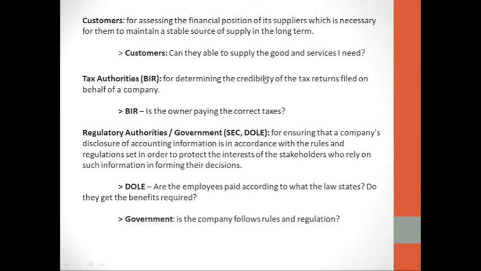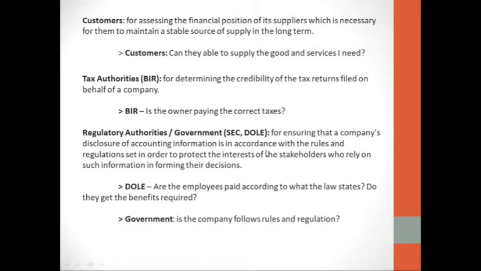Then we also have the tax authorities, and our tax authority will be the BIR, the Bureau of Internal Revenue. So for determining the credibility of the tax returns filed on behalf of the company. So for BIR, you should always answer the question, is the owner paying the correct taxes? So for BIR, they need to make sure that the company is compliant with the tax that they paid. So they will be needing their accounting information for them to be able to see if they are paying the correct taxes.